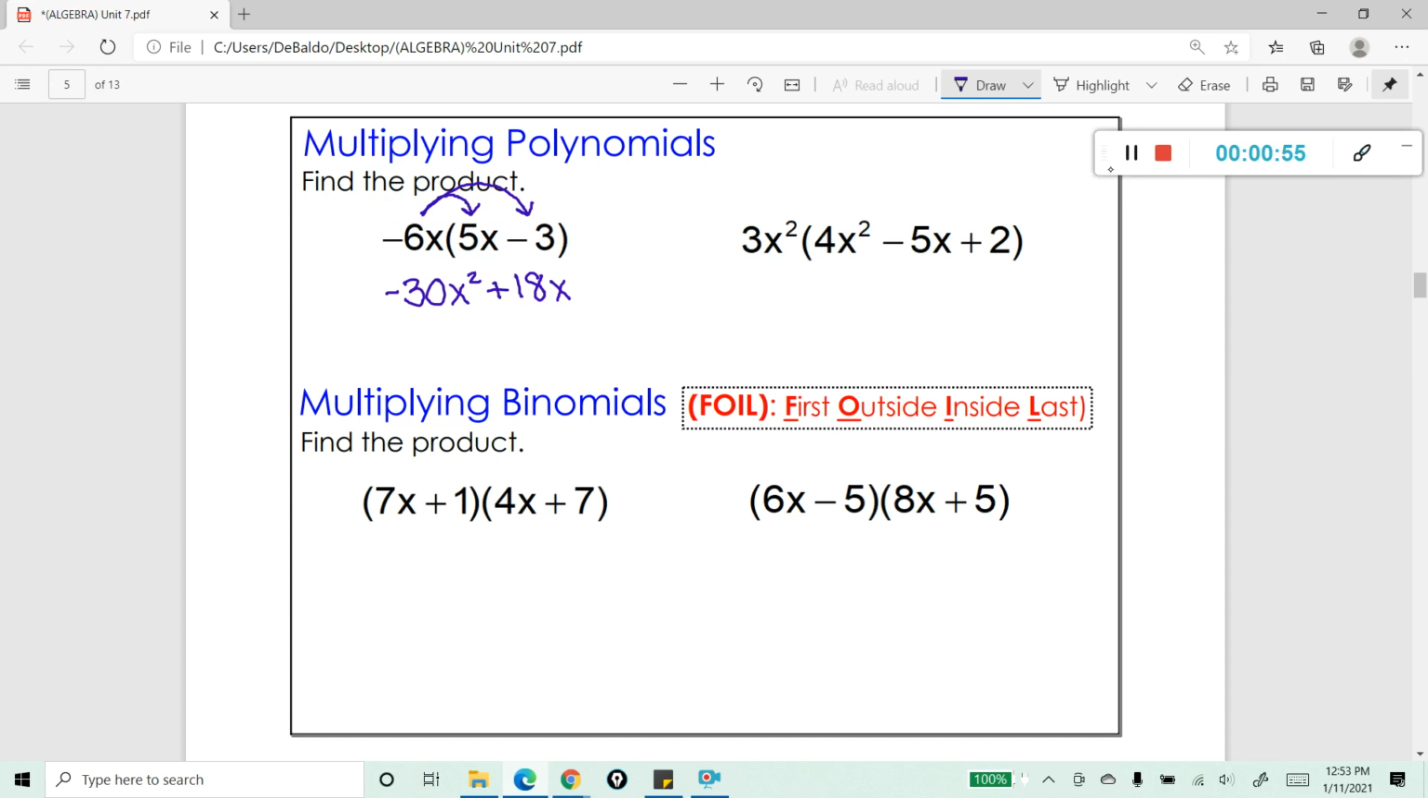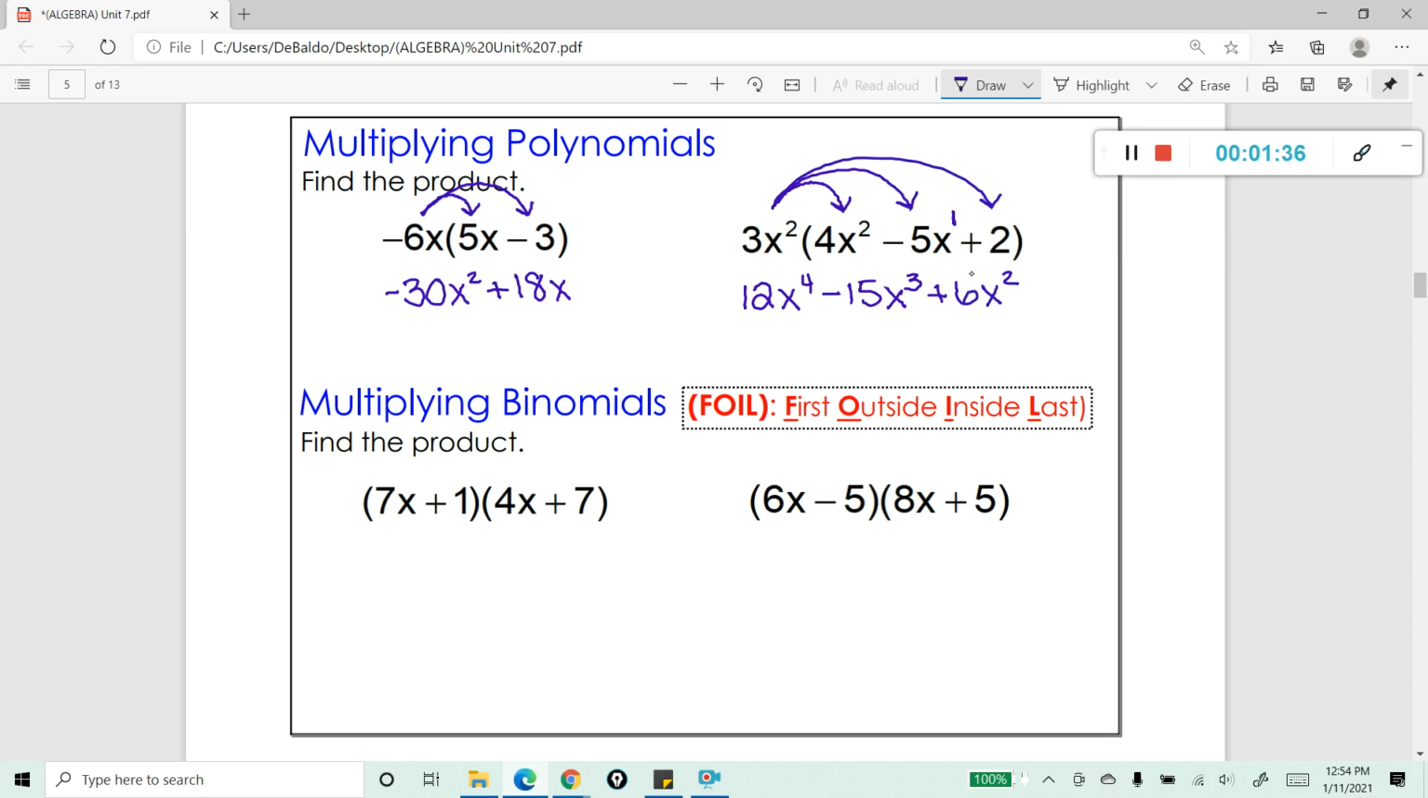Now let's take a look at a monomial times a trinomial. It's going to work the same way. Let's take our monomial and let's distribute it into our trinomial. 3x squared times 4x squared is going to leave us with 12x to the fourth. And then 3x squared times negative 5x is going to leave us with negative 15x cubed. And we get the cube because, don't forget, there's a little invisible 1 here on this exponent. And then the last one, 3x squared times positive 2, is going to leave us with positive 6x squared. And there you have it.